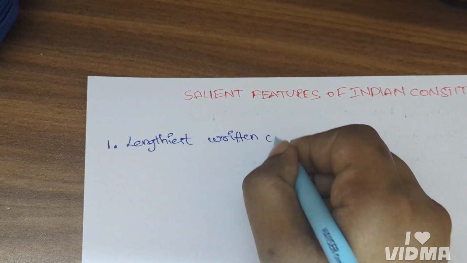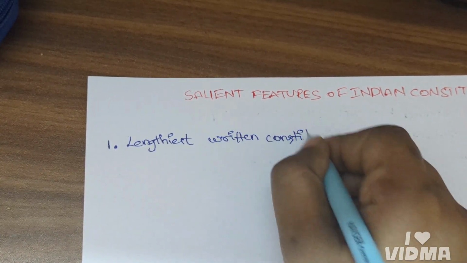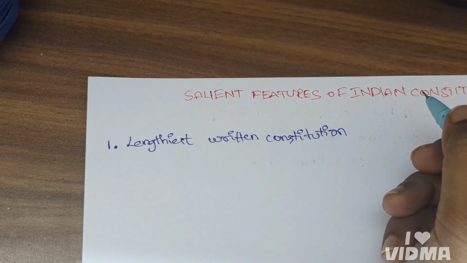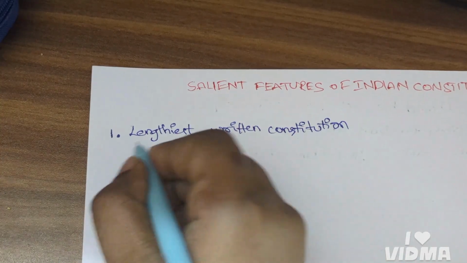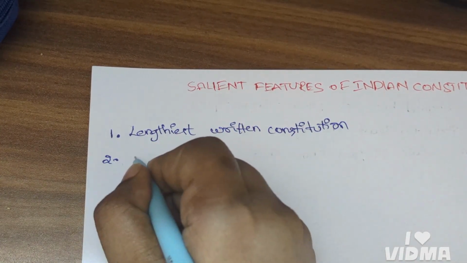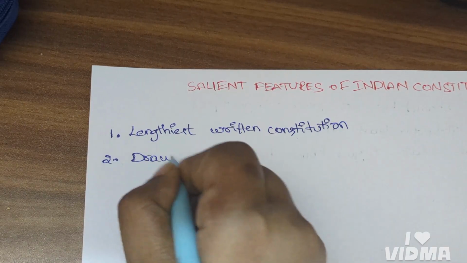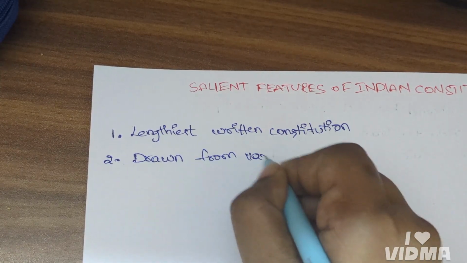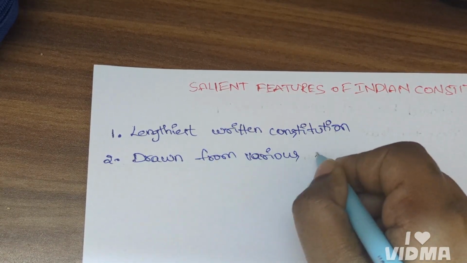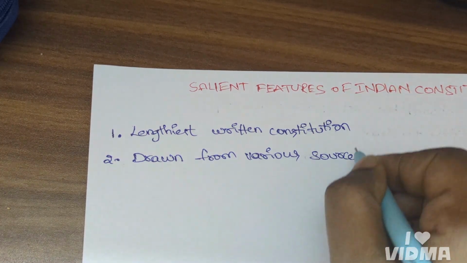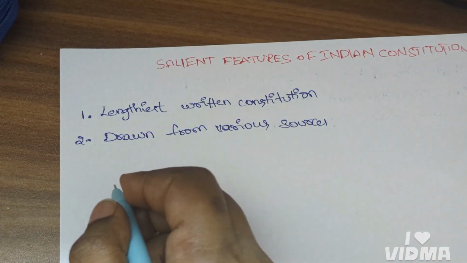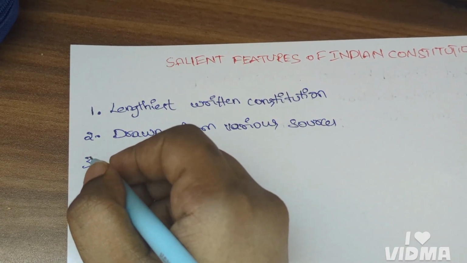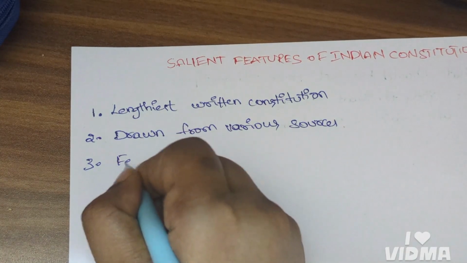The next feature is that it is drawn from various sources. The second feature: our constitution is borrowed from many countries. The framers did not blindly copy. They carefully studied other constitutions and adopted what suited India best. Examples, you should note down these examples, they are very important. The parliamentary system from the UK, fundamental rights from the USA, directive principles from Ireland, federal system from Canada, and emergency provisions inspired partly by Germany. So the Indian constitution is a blend of global best practices adapted to Indian conditions.